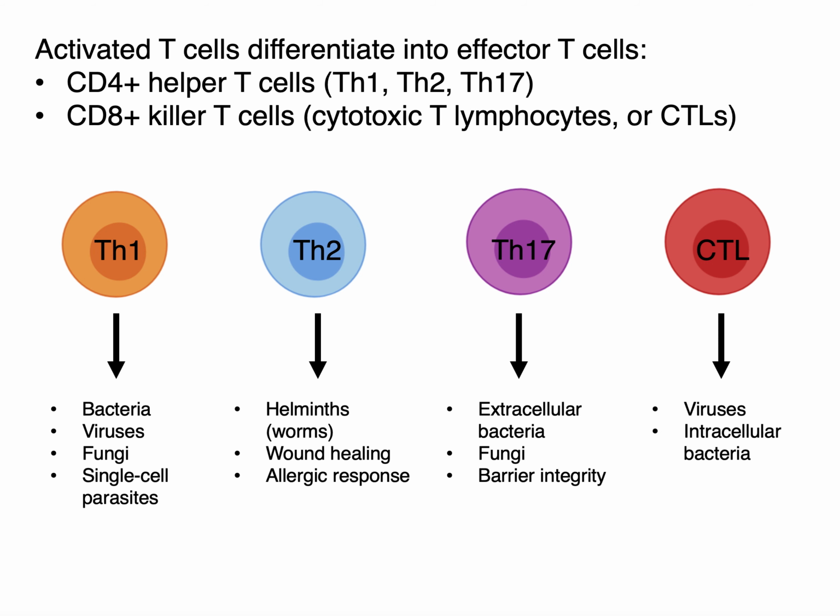And lastly, cytotoxic T lymphocytes are killer T cells. They kill virally infected cells, and so they're critically important for the antiviral response. They can be important for some intracellular bacteria as well. T helper cells will migrate into inflamed tissues and enhance the activity of innate cells.